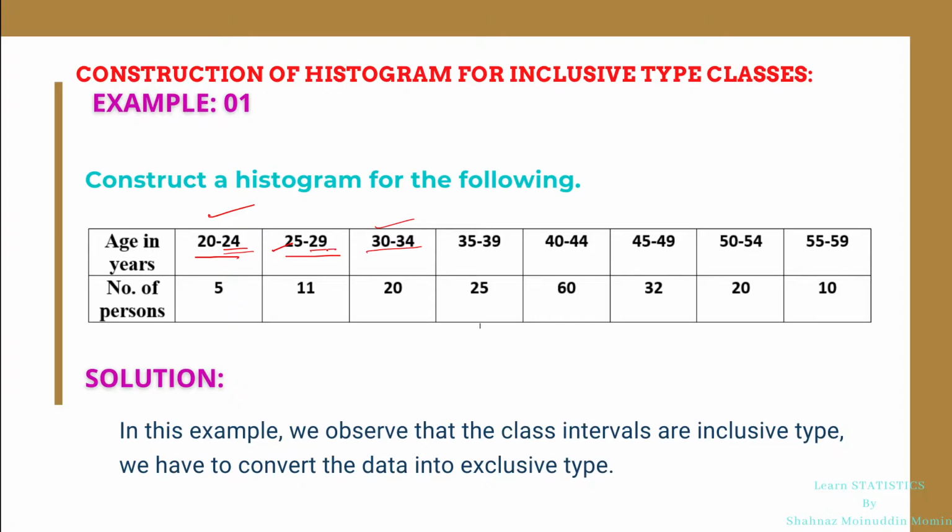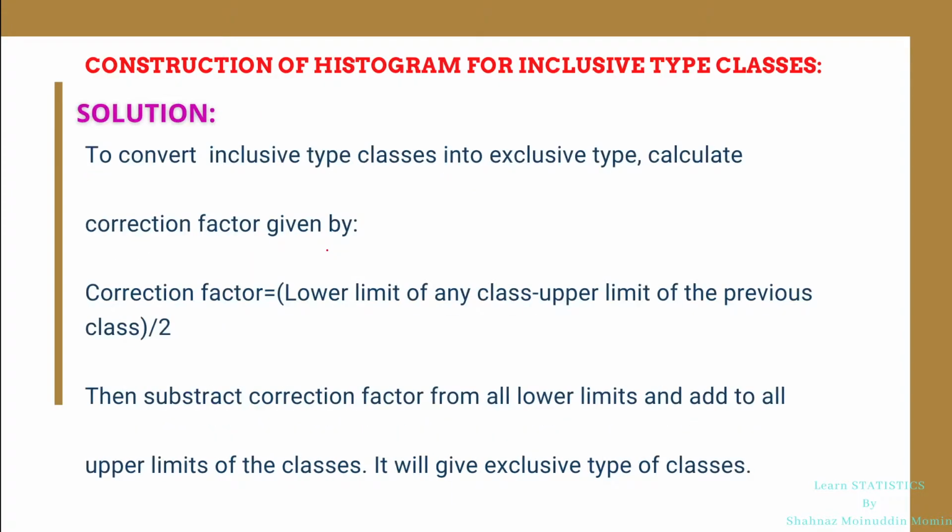How do we convert it? In order to convert inclusive type classification into the exclusive type, calculate the correction factor first. What is that correction factor? I have written the definition of correction factor: correction factor equals the lower limit of any class minus the upper limit of the previous class, divided by 2. This is known as the correction factor.